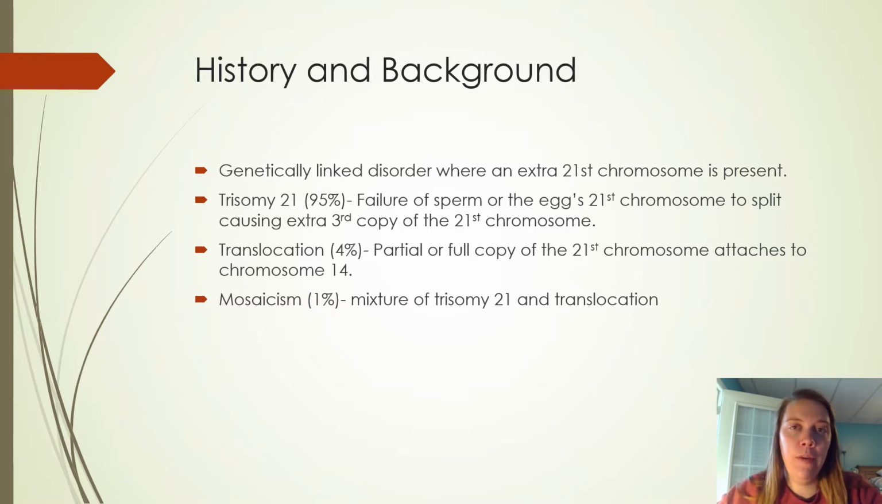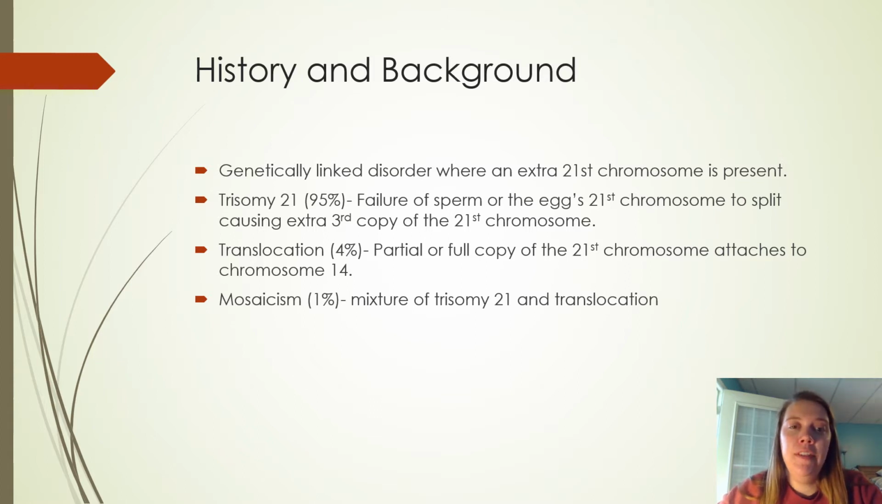One of those being trisomy 21, which is prevalent in 95% of the population and is caused by failure of either the sperm or the egg's 21st chromosome to split, causing the extra third copy of the 21st chromosome. We normally have two copies of that 21st chromosome, one from the mother, one from the father.